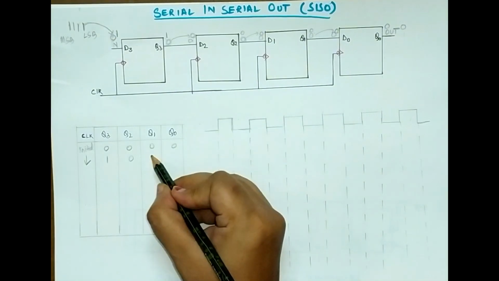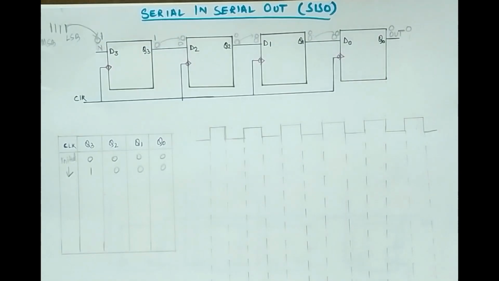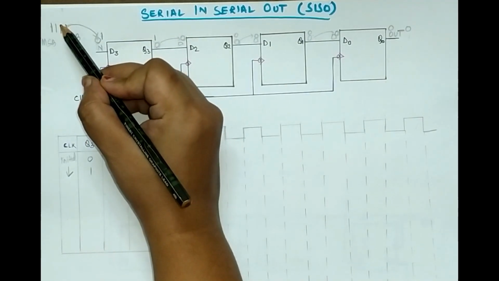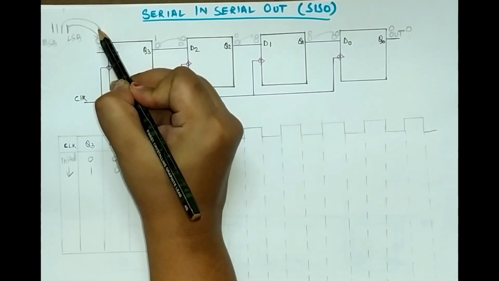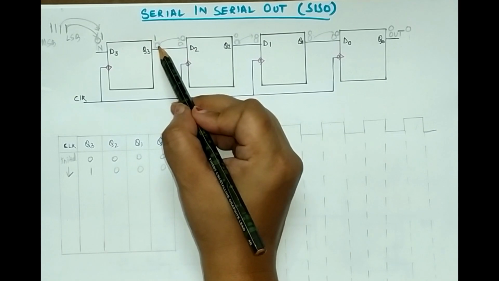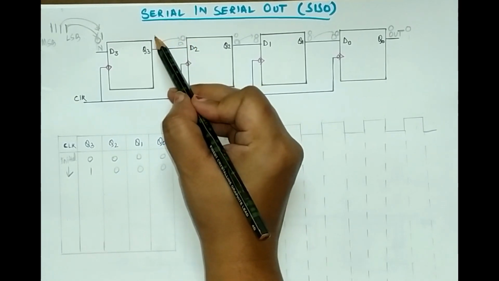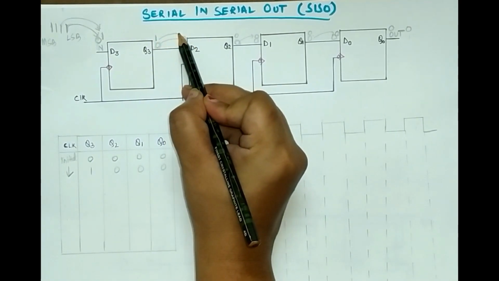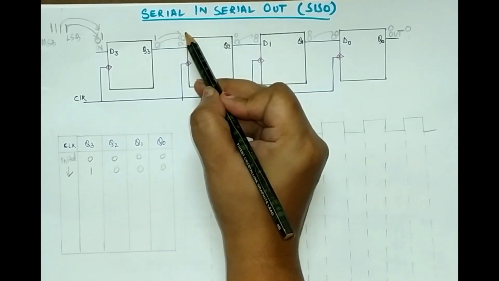Then it is 0 and then it is 0. After that, my next input will be this to this D3. Okay. Then what will be my input to this D2? So this one was the output. So this one will go as the input to this D2.